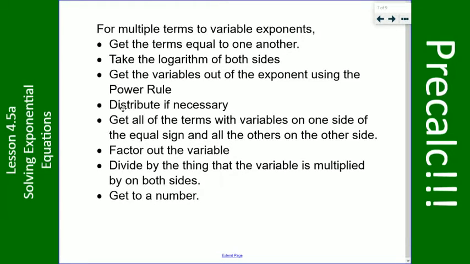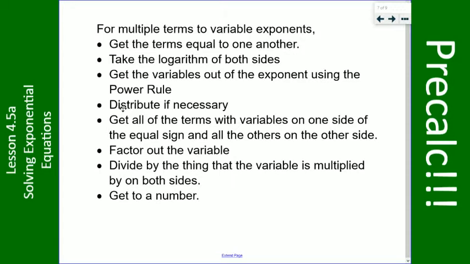Now we want to take a look at multiple terms with variable exponents, and in most cases it's going to be two terms that have variable exponents. So we're going to have a process for how we want to do this. Get the terms equal to one another, so get them on opposite sides of the equal sign. Then we want to take a logarithm of both sides. A logarithm is an operation, so if we take a logarithm of two equal things, the logarithm of the left is going to be equal to the logarithm on the right. So we are allowed to do that on both sides of our equation.